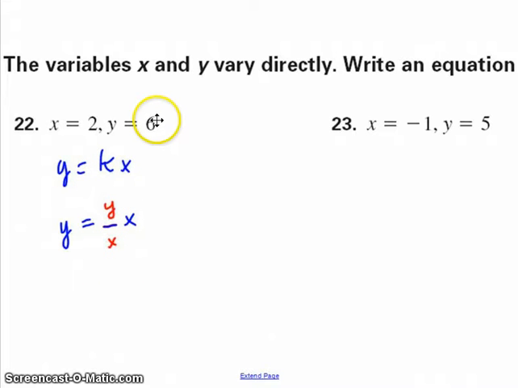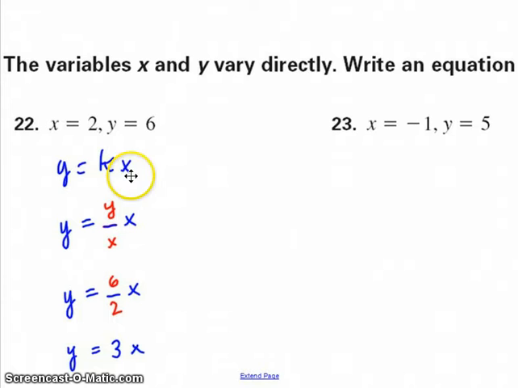It's simply, in this case, 6 over 2. 6 over 2 simplifies down, and it becomes 3. The formula, the equation for this situation where you know that x and y vary directly is y equals 3x. Now, based on that, pause the video and tell me what the equation is if you know that -1 and 5 vary directly.